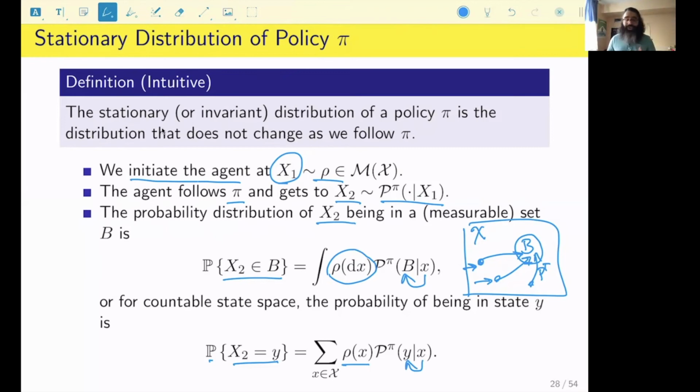So nothing here is about the stationary distribution yet. The stationary distribution comes into the picture when the probability of x2 being y is the same as the probability of x1 being y. If the probability of x1 being y is the same as the probability of x2 being y for all y in the state space, then that rho would be the invariant or stationary distribution.